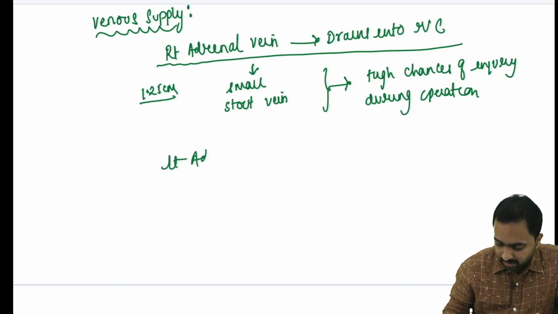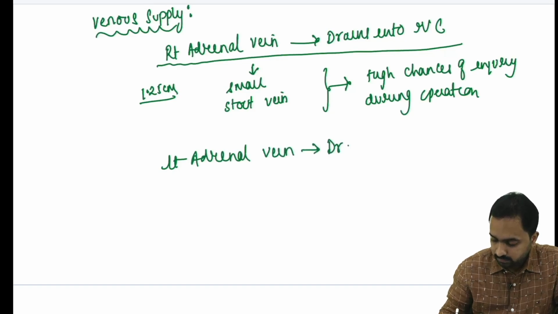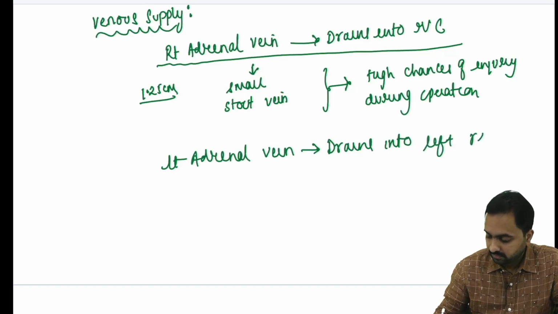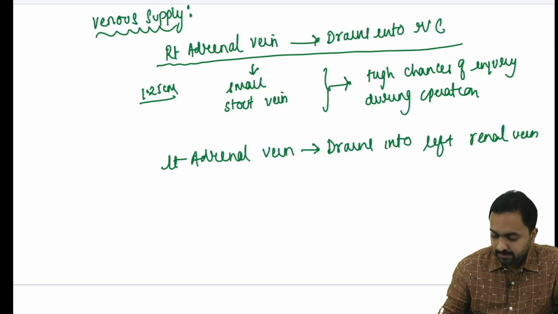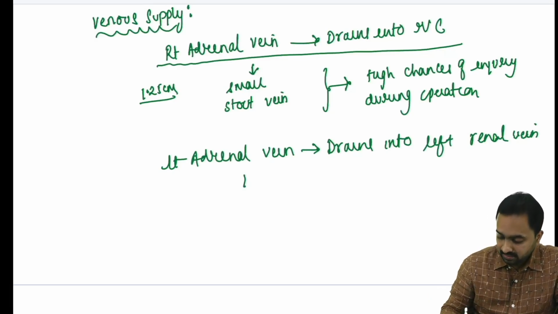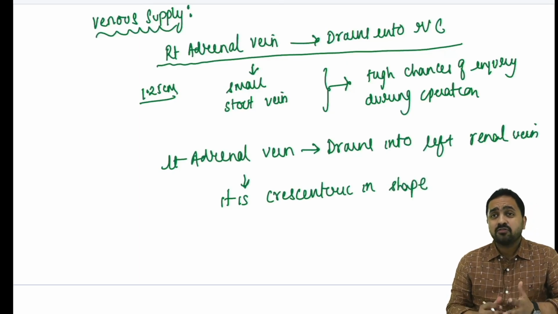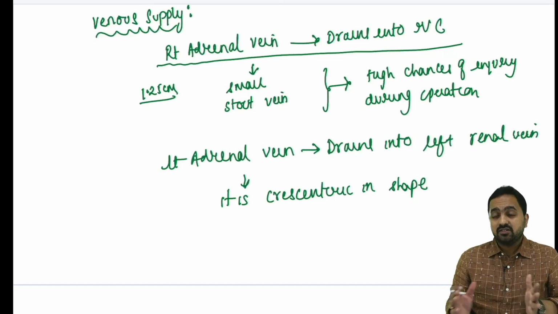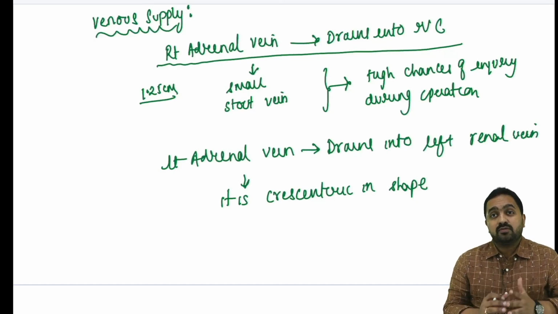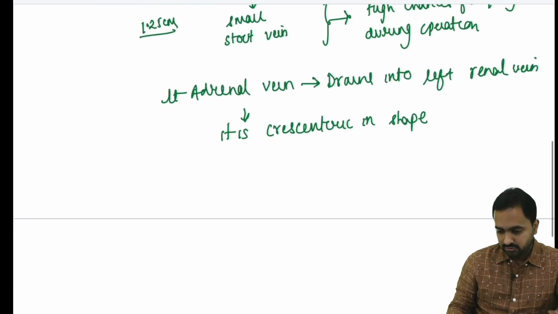The left adrenal vein drains into left sided renal vein. An important characteristic of this vein is that it is concentric in shape. So in case of a kidney injury or an adrenal gland injury, the venous injury is one of the most dreaded complications by the surgeon.